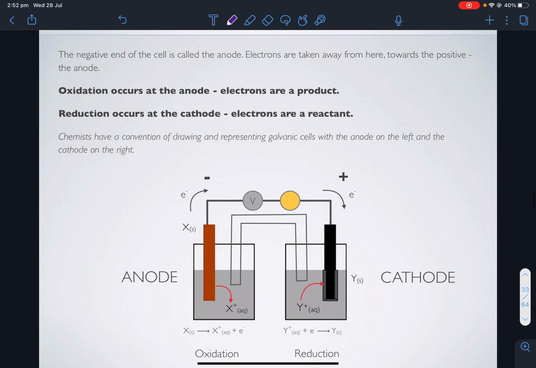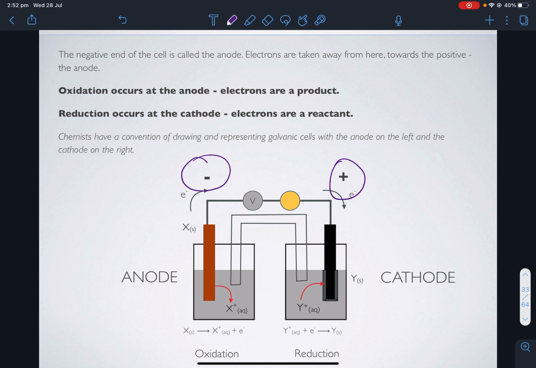Our negative end, where the electrons run away from, we call the anode, like anion, negative, stuff like that. Our positive, where the electrons go to, we call the cathode, like cation.